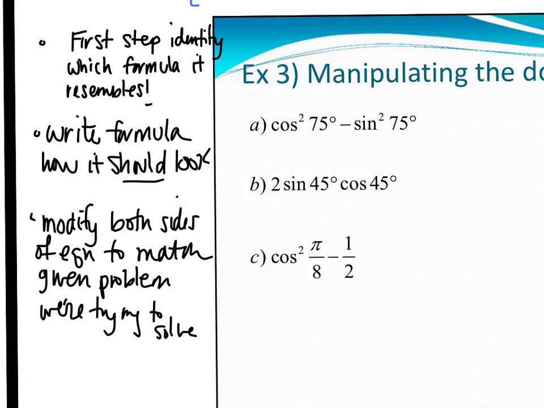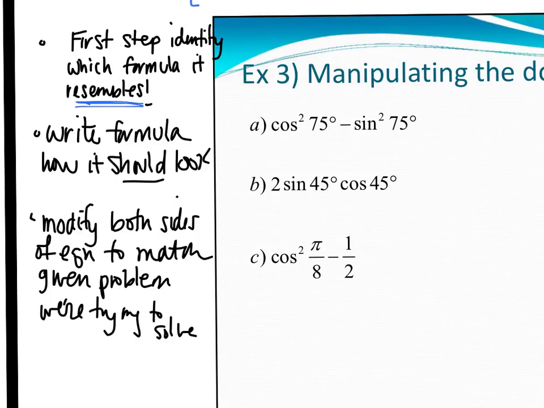The first step I'm going to suggest you do is identify which formula it resembles. So for example, when I look at problem A and I see cosine squared 75 minus sine squared 75, I want to be able to look at those formulas that we wrote down and figure out which one does it look the most similar to. So which one does it resemble? It may not be an exact match, but which one is it closest to?